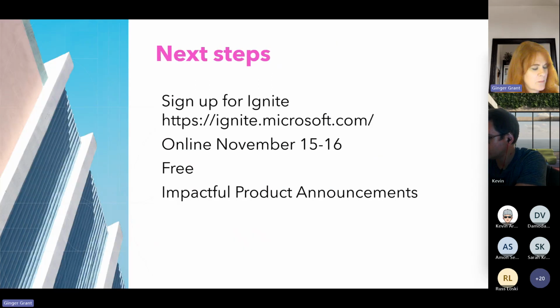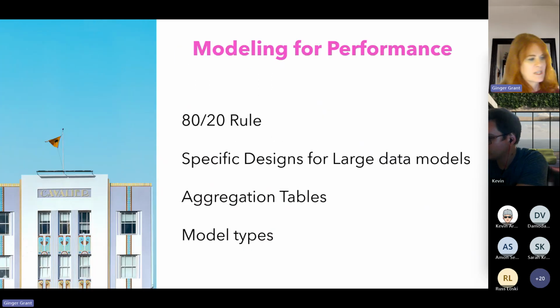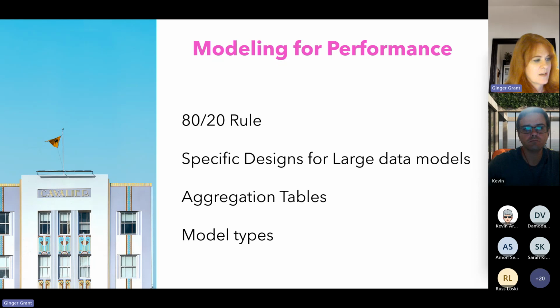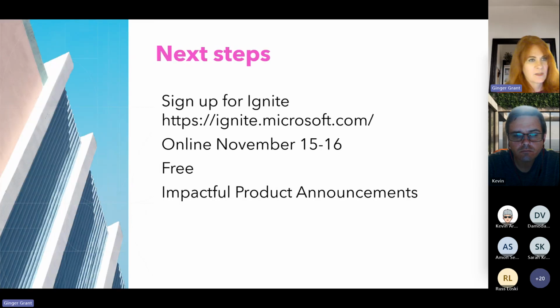All right, so basically what we went over is we looked at the 80-20 rule. We looked at specific designs for large data models, aggregation tables, and then talked about different model types. What I want to mention again is that you really ought to sign up for Ignite if you haven't, because there's going to be a whole bunch of really cool Power BI announcements that I'm sure will impact some of the stuff I just mentioned. And it's free. It's a great thing to be doing next week, because it's one week from tomorrow, the 15th.